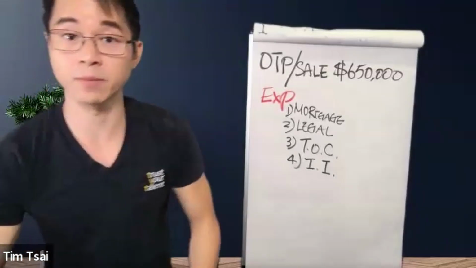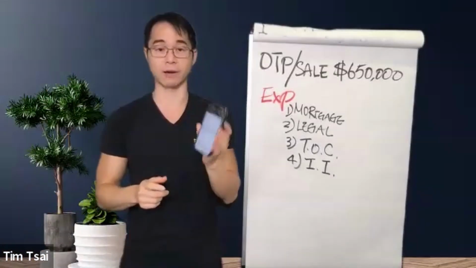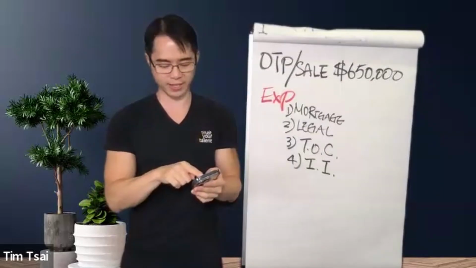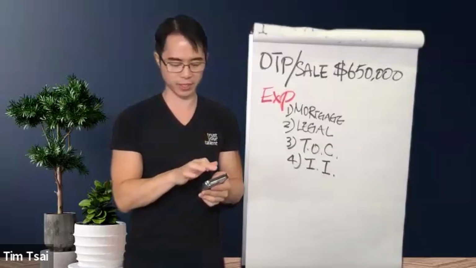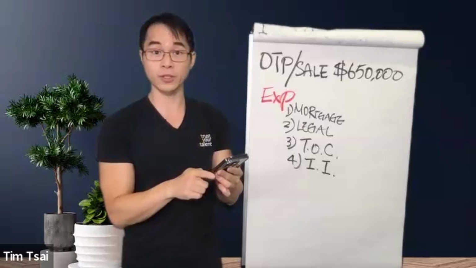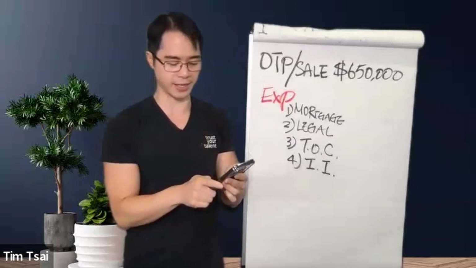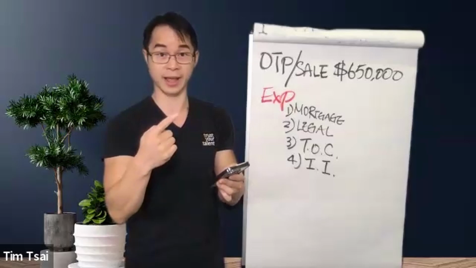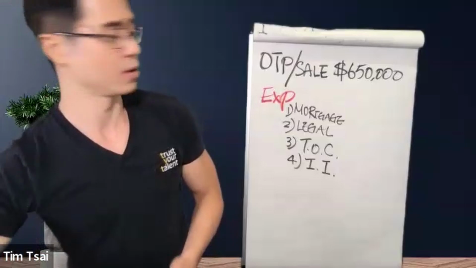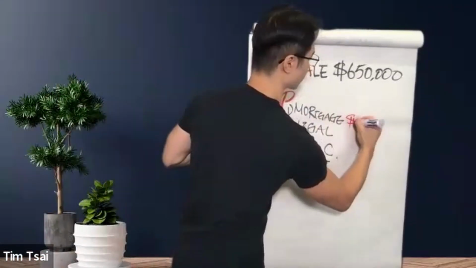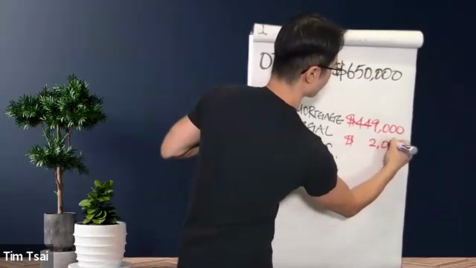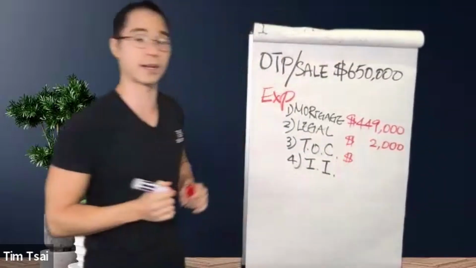So where do we get the mortgage balance? Let's go back to our trusted Canadian mortgage app right here. We're going to look at the 3-year balance, which says $448,890. I'm going to round it up to the nearest thousand, so that will be 449. Legal, I'm still going to budget 2,000, rather over-budgeted than under.